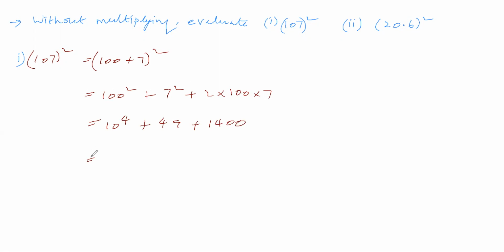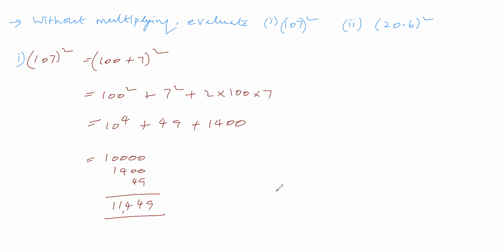So we got this one. Now we will add it. How much will we get? This is 10 to the power of 4, so it is 10,000. This is 1400. This is 49. We will add it. 10,000 plus 1400 plus 49, we are getting 11,449.